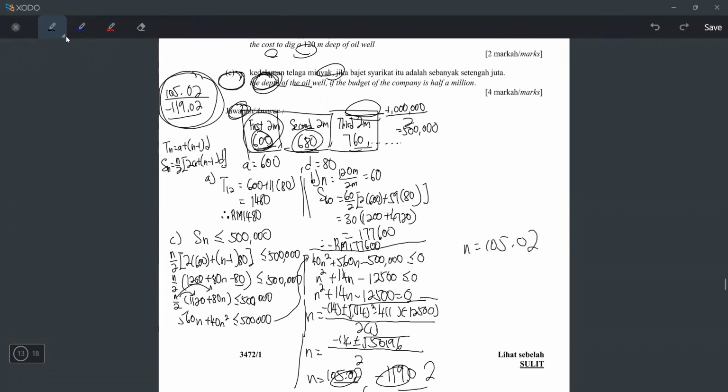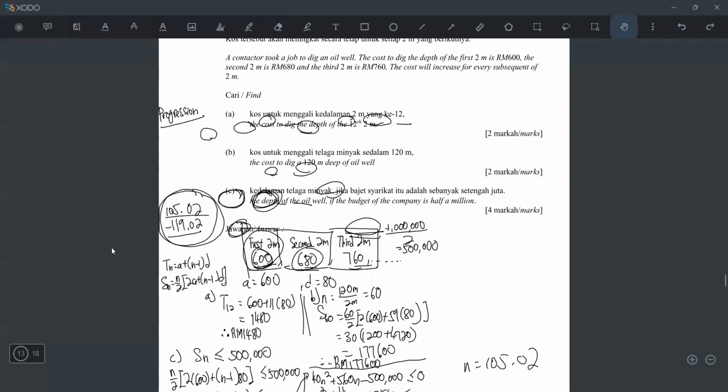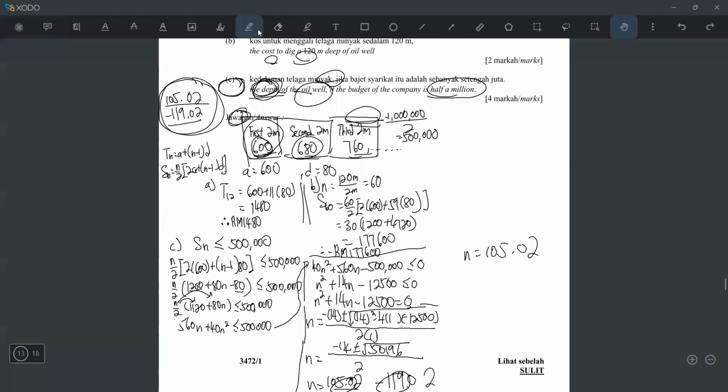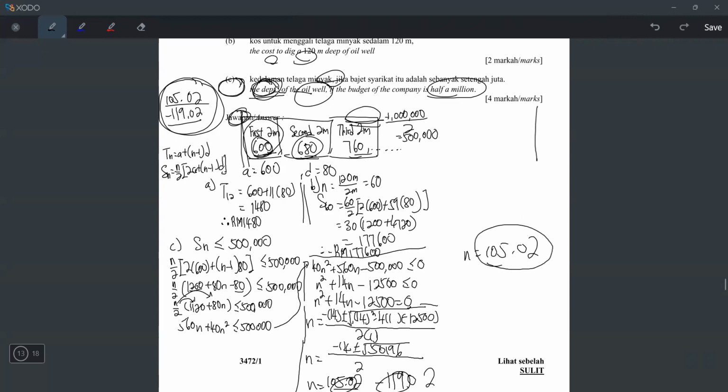Actually, I forgot already what the question wants. Let's read again. I did this question for so long already, I forgot what the question was. Find the depth of the oil well if the budget of the company is half a million. So it means that if I have half a million, how many terms here? 105.02 terms here. But they want the depth. It means I have to take this one times 2, right? Is that how you do it?